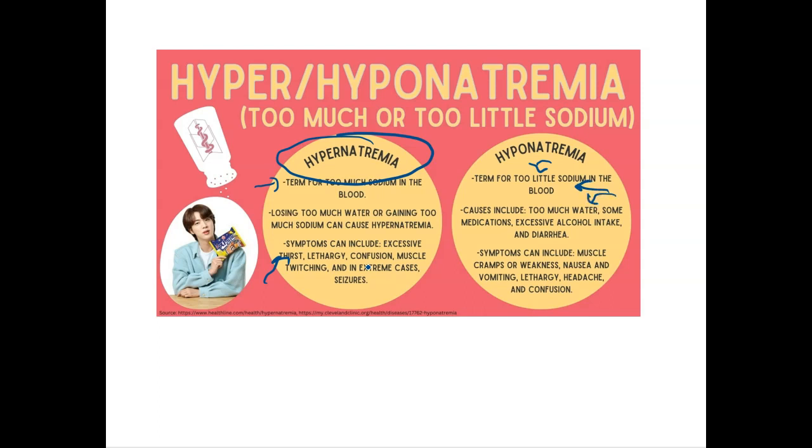Hyponatremia is not having enough sodium. This could be if your blood's very, very dilute, if you have too much water intake. We looked at this with hypotonic hydration. It could be some medications or excessive alcohol intake. And now we're going to have more muscle weakness and cramps because now we're not able to depolarize those cells.